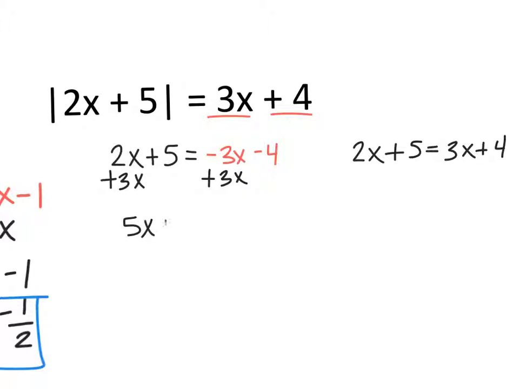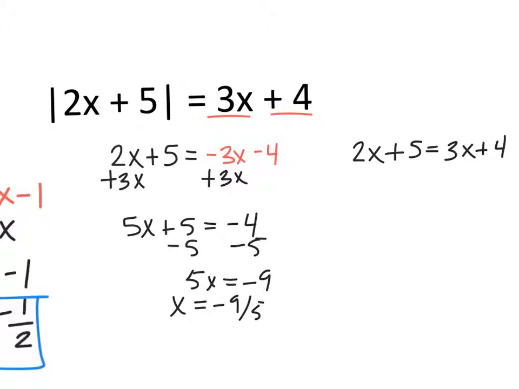So 5x plus 5 equals negative 4. X equals negative 9/5. And then don't box it yet, because remember you want to check your answer. And on this side, subtract 2x. 5 equals x plus 4. X equals 1. So I'm going to check x equals 1 first.